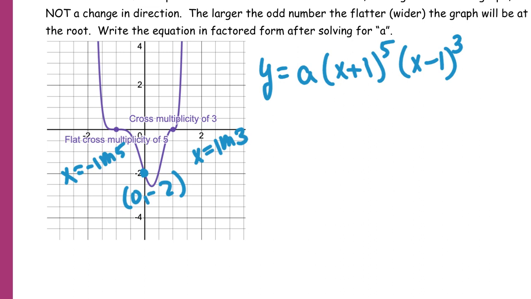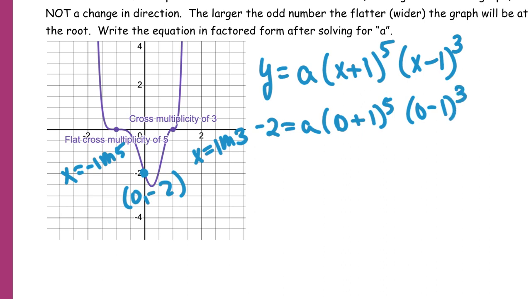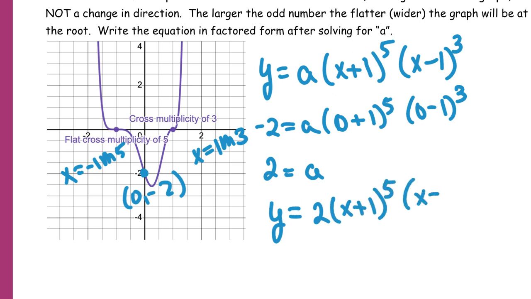So then we could plug in our point (-2), equals a times (-2 plus 1) and (-2 minus 1). And what does a end up equaling? It totally does. So y equals 2(x plus 1) to the 5th times (x minus 1) cubed.